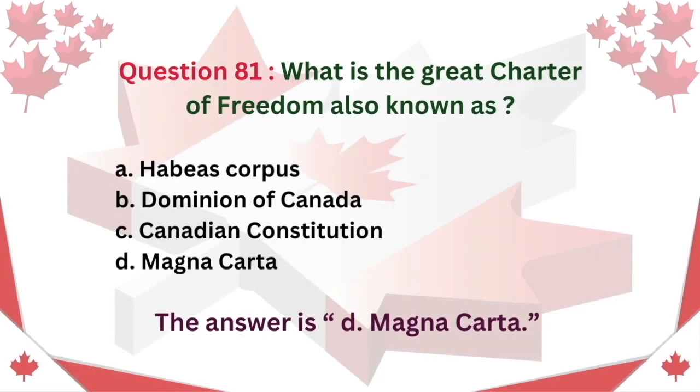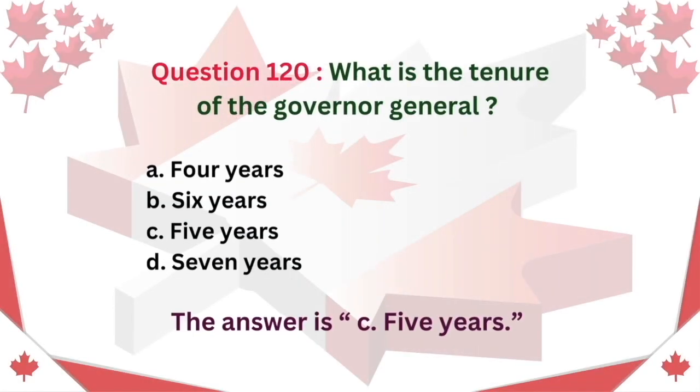Question 81. What is the Great Charter of Freedom also known as? A. Habeas corpus. B. Dominion of Canada. C. Canadian Constitution. D. Magna Carta. The answer is D. Magna Carta. Question 120. What is the tenure of the Governor-General? A. 4 years. B. 6 years. C. 5 years. D. 7 years. The answer is C. 5 years.